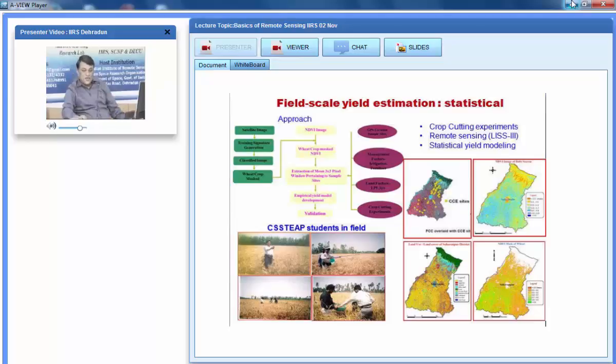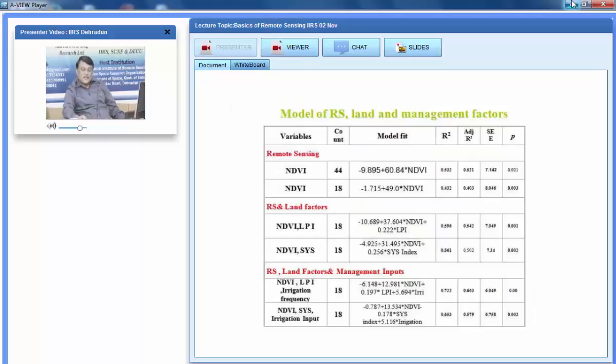Here you can see some of the students harvesting the crop in 1 by 1 meter plots. They throw the quadrat and then harvest the crop for each and every crop cutting experiment, with the geolocation recorded through GPS. These are the different crop cutting experiments distributed over Saharanpur in UP. Then the NDVI image and the crop classification, mainly sugarcane, wheat, fallow land, other crops, and other non-agricultural land uses. Here you can see a remote sensing based statistical relationship is developed.